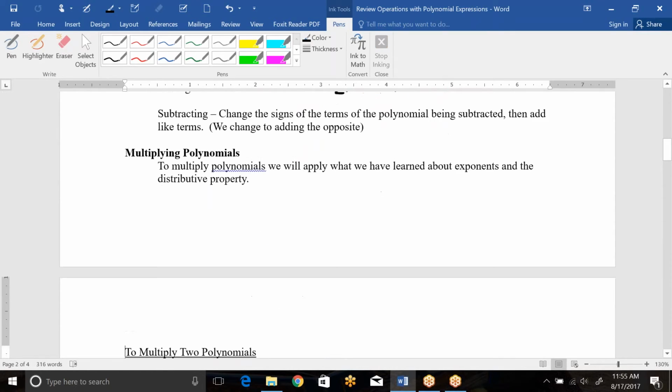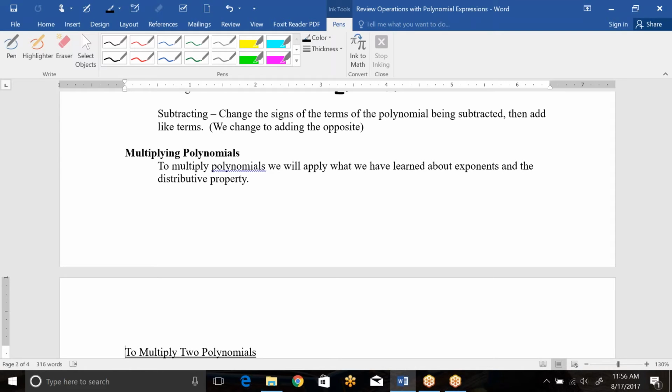Subtracting is a little different. You have to change the signs of the polynomial that's being subtracted. You'll see an example in a minute where we see a polynomial minus another polynomial. The second polynomial needs the negative or subtraction distributed throughout. Then we will add like terms. So essentially you're changing this to adding the opposite.